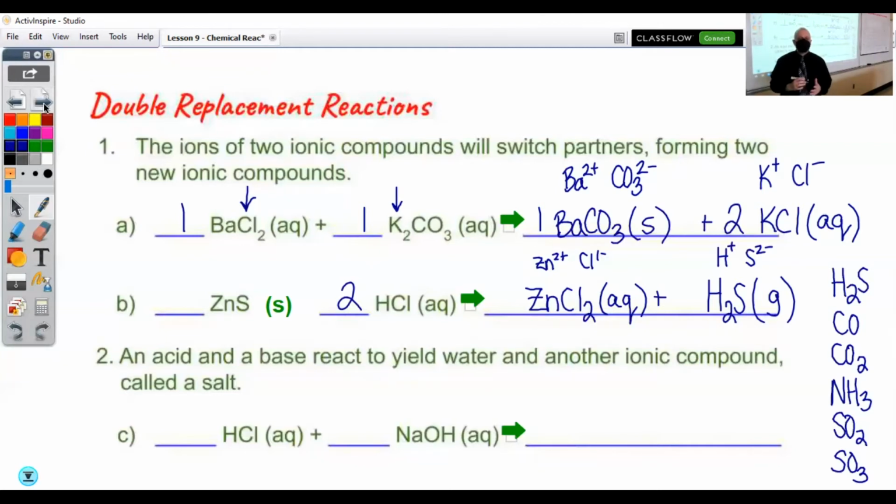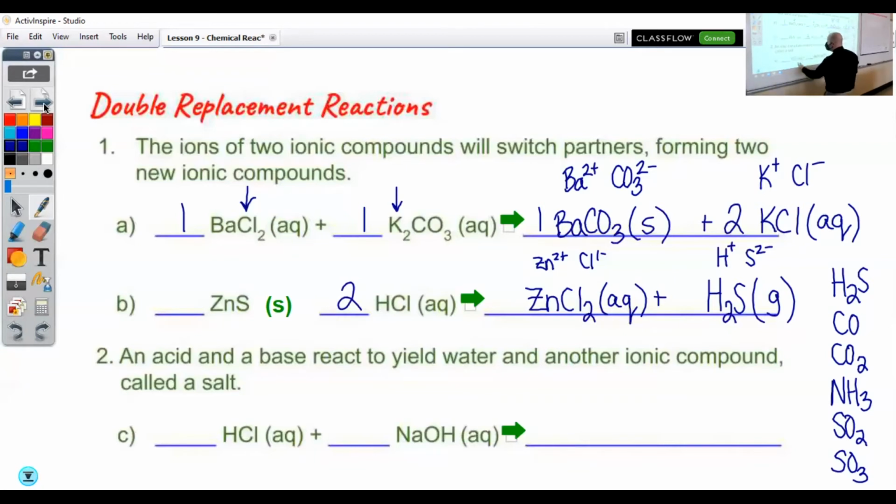Let's take a look at example number 2. An acid and a base react to yield water and another ionic compound known as a salt. A salt doesn't have to be just table salt, NaCl. Pretty much any ionic compound that forms can be considered a salt, just a combination of positive and negative ions.